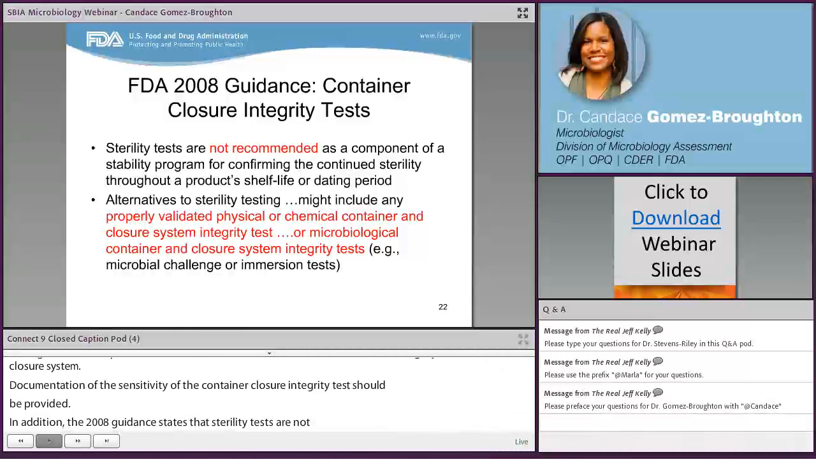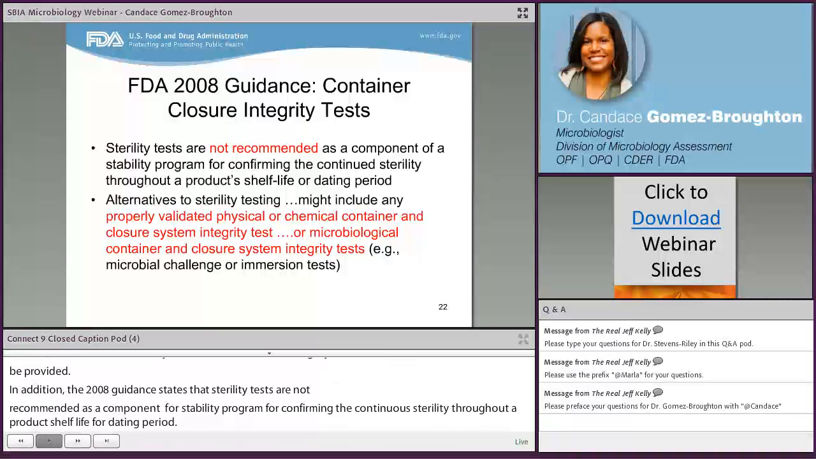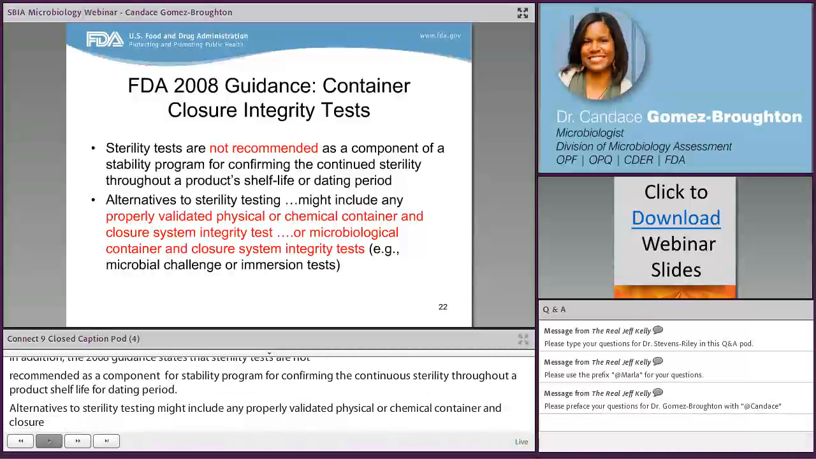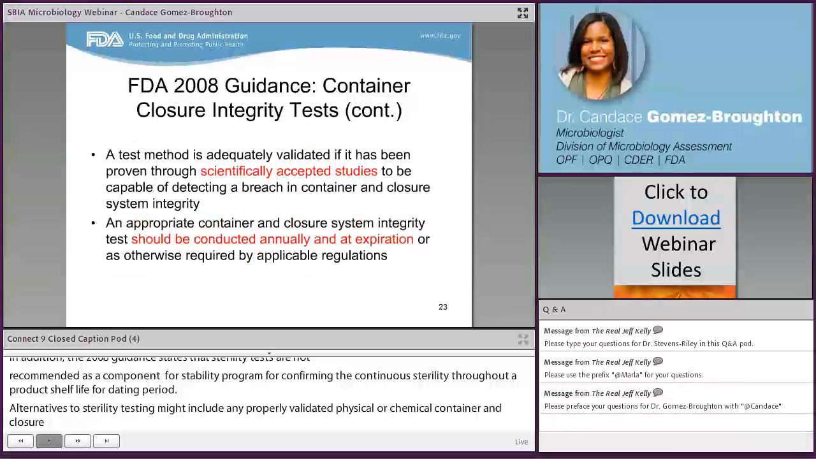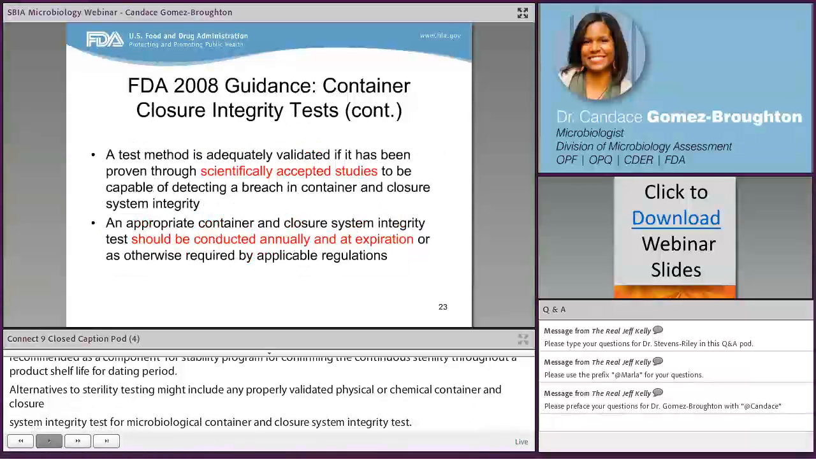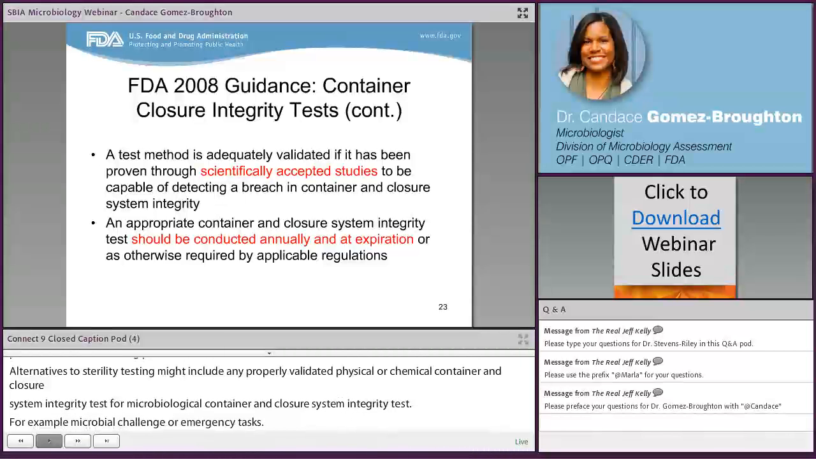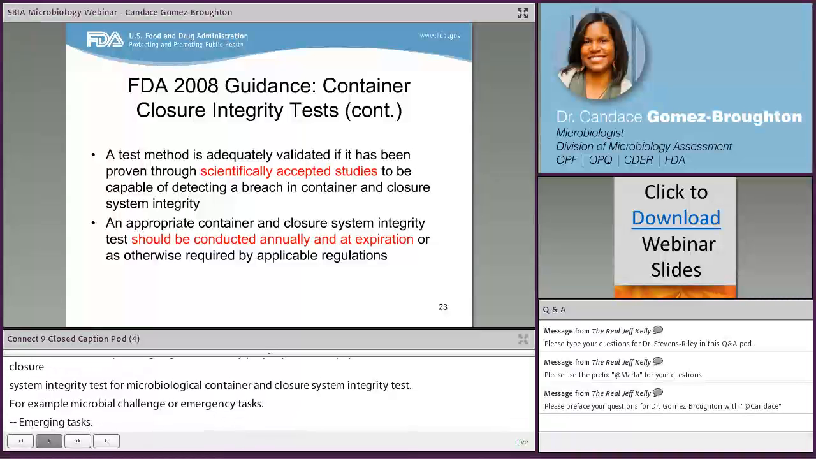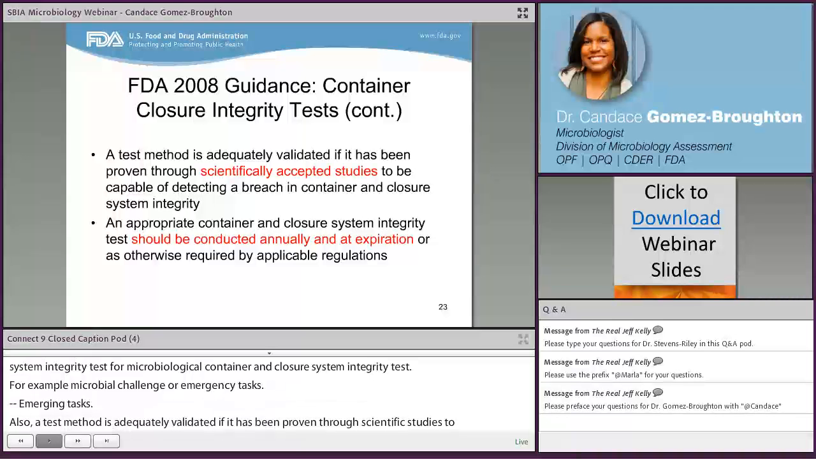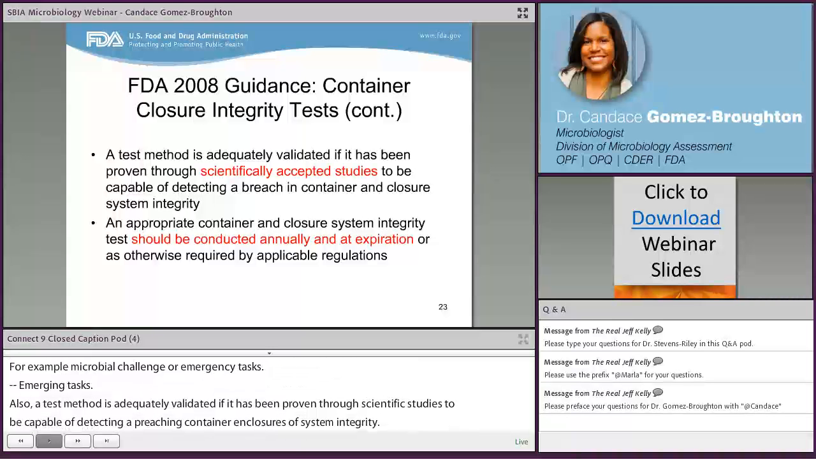Alternatives to sterility testing might include any properly validated chemical container enclosure system integrity tests or microbiological container enclosure system integrity tests, for example, microbial challenge or immersion tests. Also, a test method is adequately validated if it has been proven through scientifically accepted studies to be capable of detecting a breach in container enclosure system integrity. An appropriate container enclosure system integrity test should be conducted annually and at expiration or as otherwise required by applicable regulations.